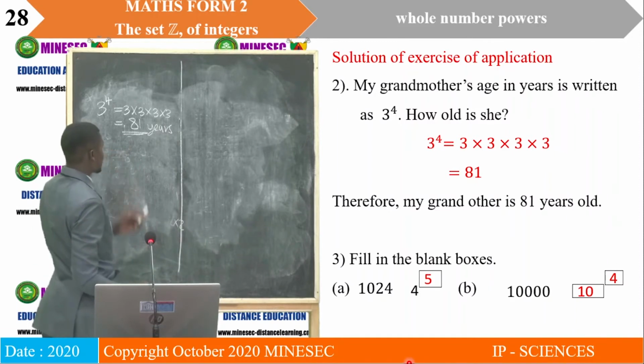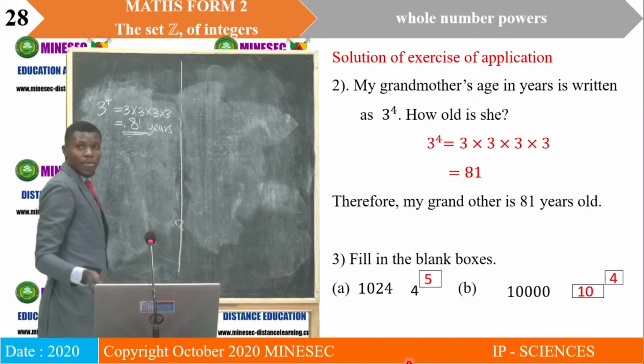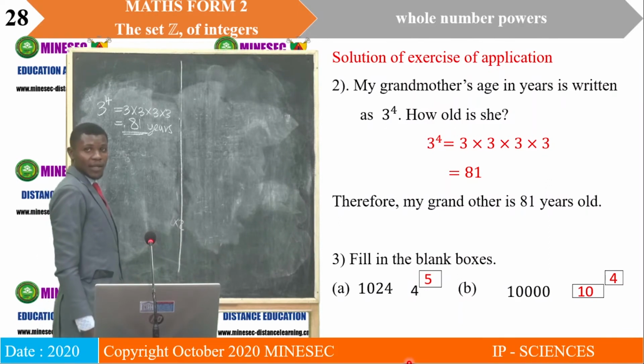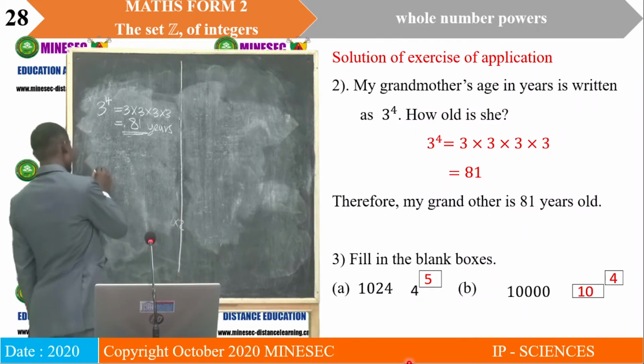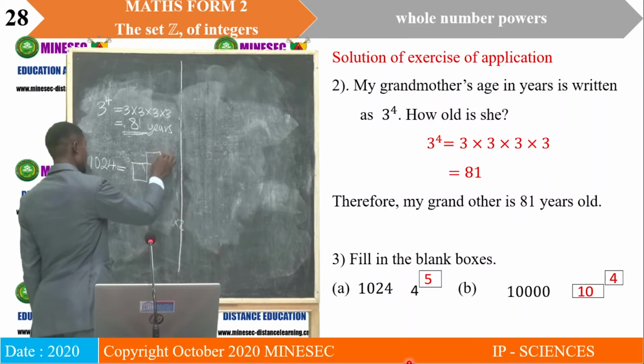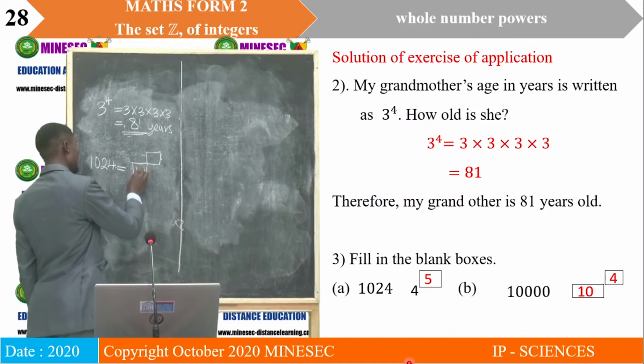This is how to get the year for my grandmother. And in the last part of the question, you were asked to fill in the blank boxes. You have been given 1024. And they said you fill this box here and you also fill this box here.